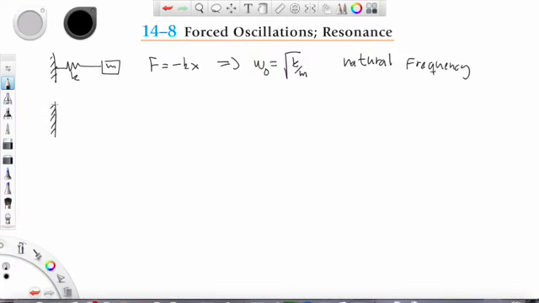In the second step, we did not only have the force from the spring. Let's put our equilibrium position here. But we also had some damping force, taking energy away from the system, minus b times velocity.